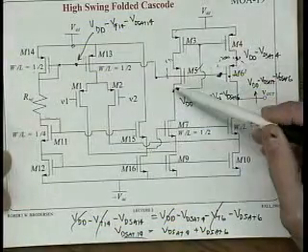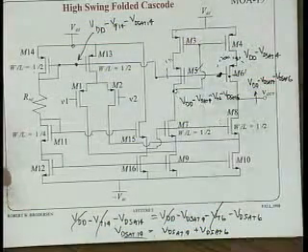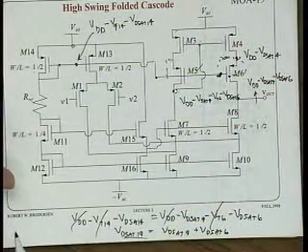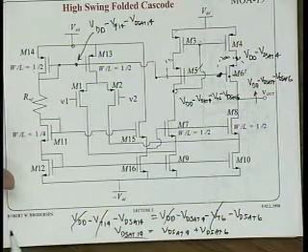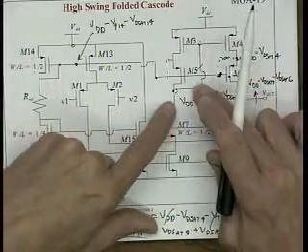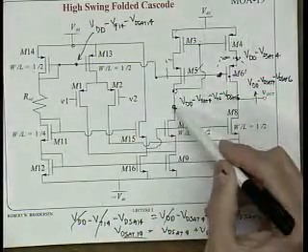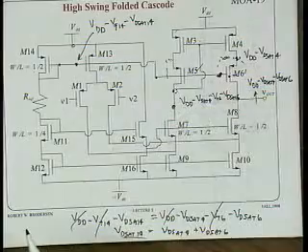So what's this connection for? What is it doing? Why do we need it? If that connection's not there, what sets the voltage on this node right here, on the drain of 5 and the drain of 7?